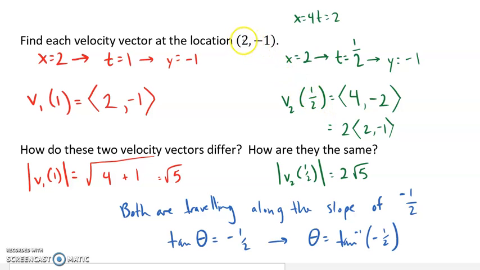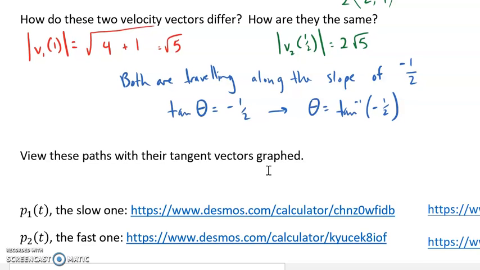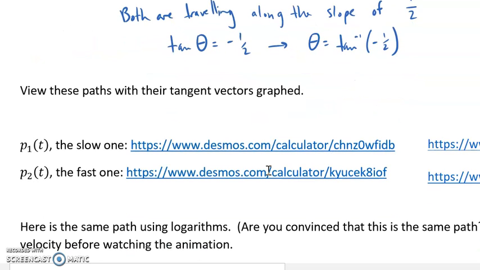One thing to double check is, do we have to flip this around? But in quadrant 4, we don't need to add half a rotation. Inverse tangent gives us answers in quadrant 1 and quadrant 4. So we're good with that. All right, so the same direction, different magnitude with these guys. All right, so one nice thing we can do is we can visualize this. We can watch these paths, the slower one and the faster one, get generated, along with their tangent vectors.